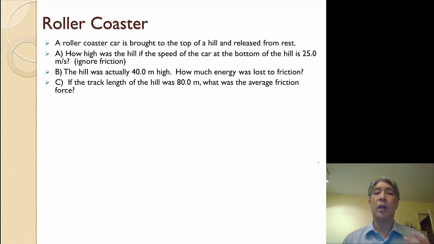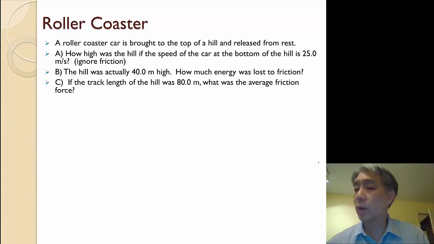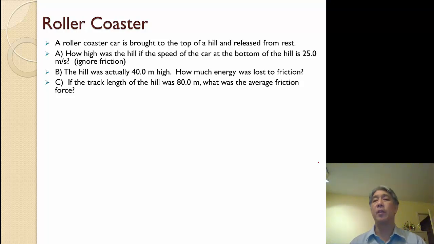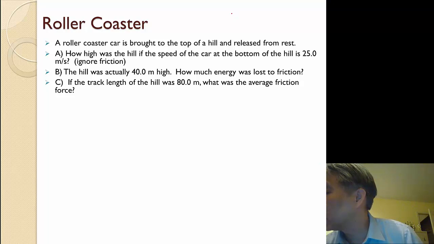And here's the last example. Roller coasters are great examples of conservation of energy because they really convert the roller coaster car's gravitational potential energy at the top into kinetic energy, and that continues on as long as we ignore friction. So here I have a roller coaster brought to the top of a hill and released from rest. So here's my roller coaster. It goes down to the bottom. And my speed here is 25 meters per second.